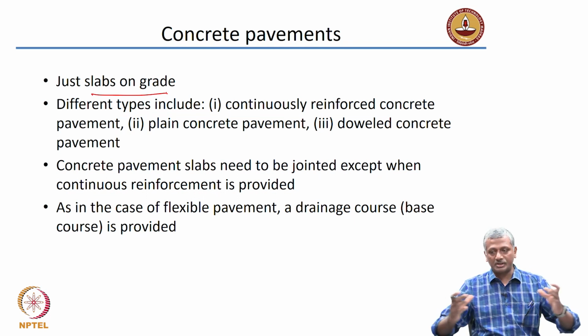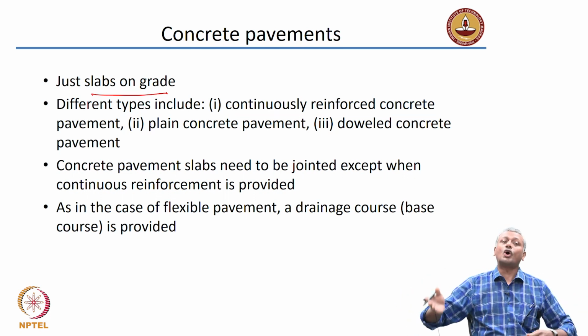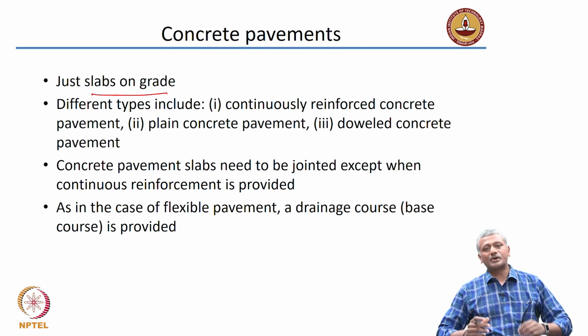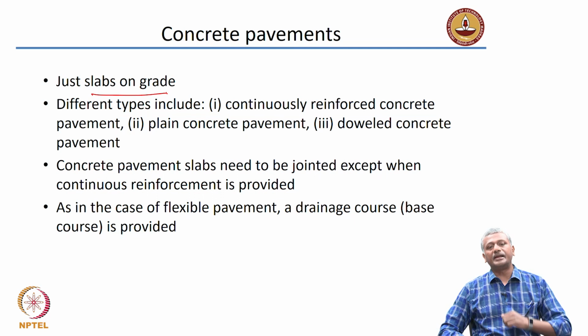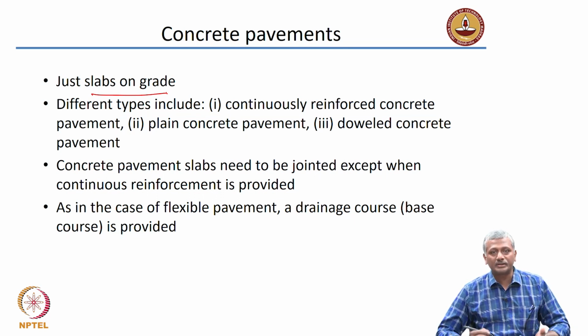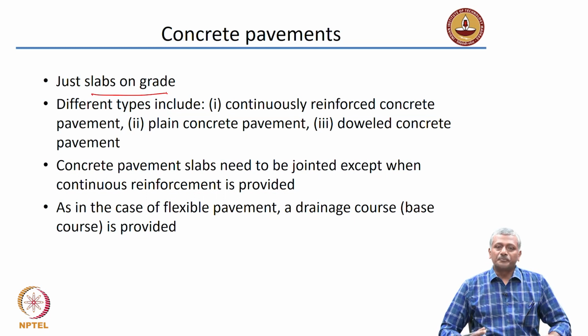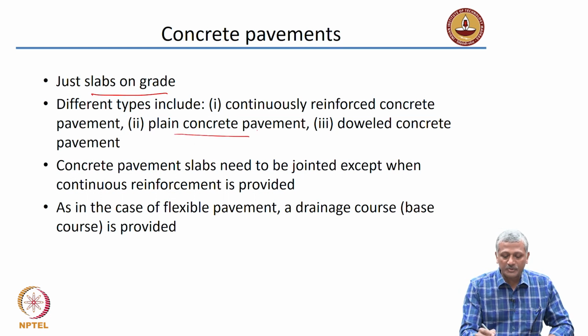So if you have a long strip of concrete pavement and you don't provide any joints in it, in a few days you will see that the joints automatically get created because the concrete cracks to relieve the stress that develops because of thermal and shrinkage effects. So concrete will automatically crack. You don't need to do anything to make it crack. So this tendency to provide joints results in what we call plain concrete pavements which are jointed.